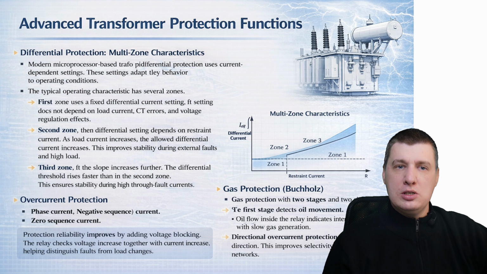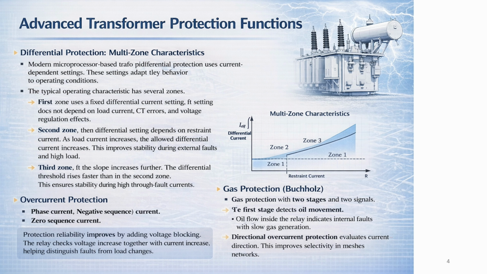Gas protection is the only non-electrical protection used by main transformer protection. This protection is known as Buchholz protection. Gas protection has two stages and two signals. The first stage detects oil movement. Oil flow inside the relay indicates internal faults with slow gas generation. The second stage detects gas accumulation. Gas pressure activates the second contacts. This stage sends a trip signal to the control system.